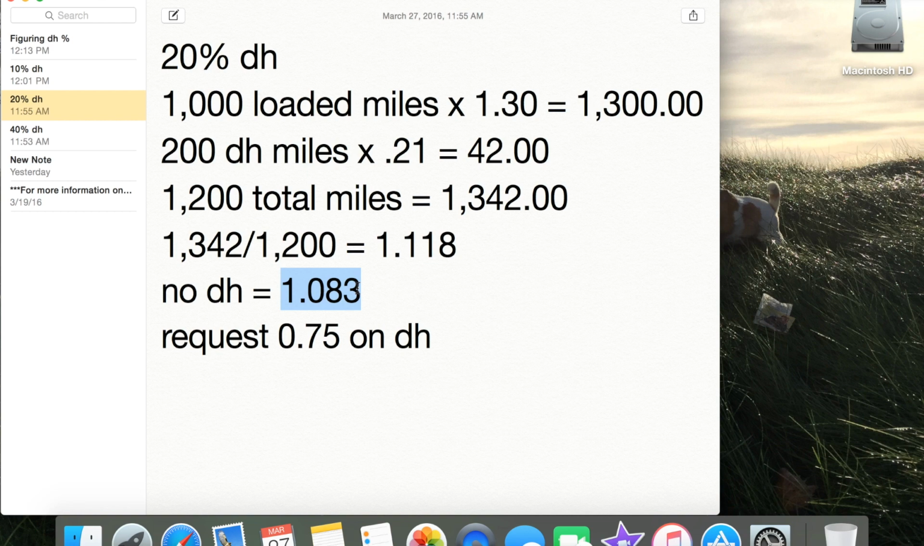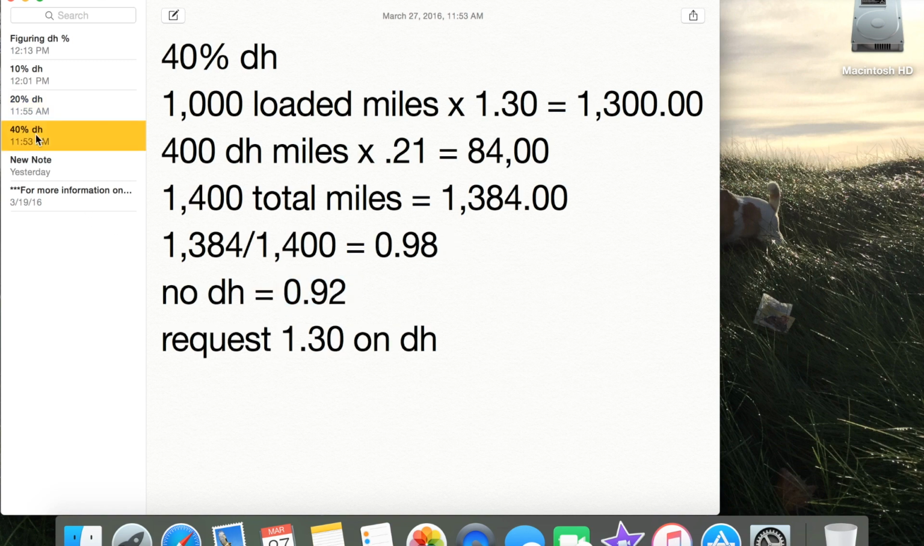Now on 20% deadhead, you might want to request somewhere around 75 cents on the deadhead, maybe no lower than 50 cents. Now I'm going to show you 40% deadhead, and this gets pretty drastic.